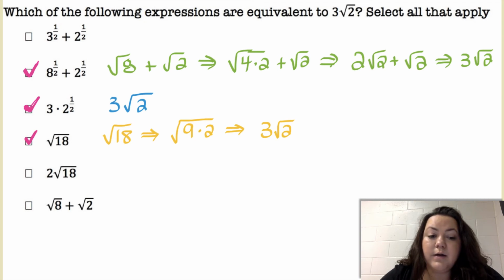All right, the next one, I have 2 times the square root of 18. Well, if I just did square root of 18, and that gave me 3 square roots of 2, if I multiplied that whole thing times 2, that would give me 6 square roots of 2. So I know that one's not going to work. And then the last one, I have the square root of 8 plus the square root of 2. And if I look at the second one, when I simplified it, I had square root of 8 plus the square root of 2. And that continued to work out. So that I know is going to work.